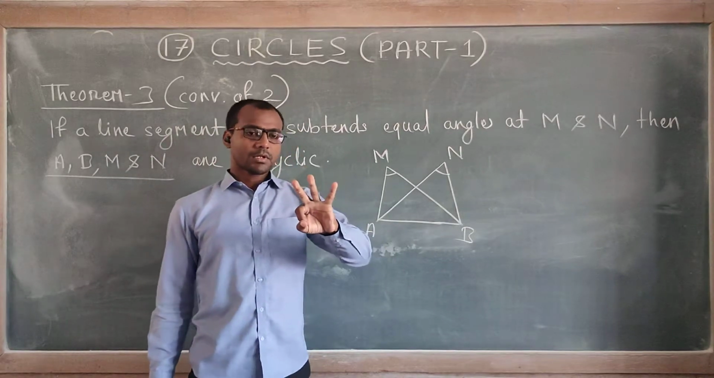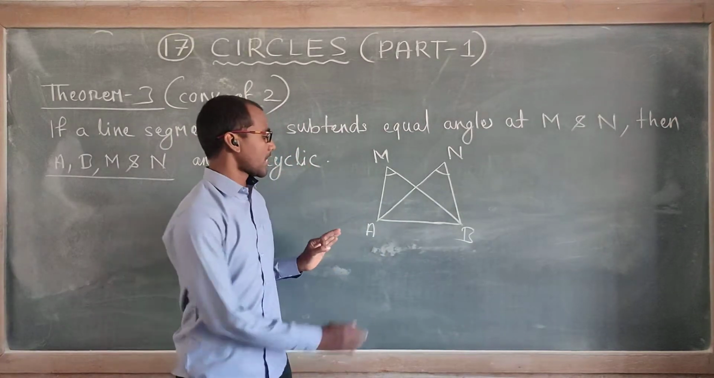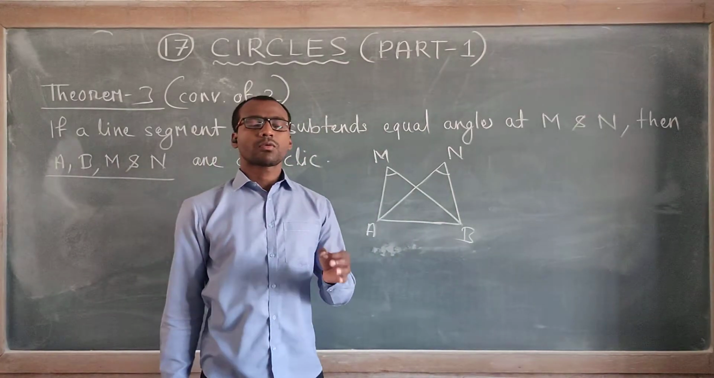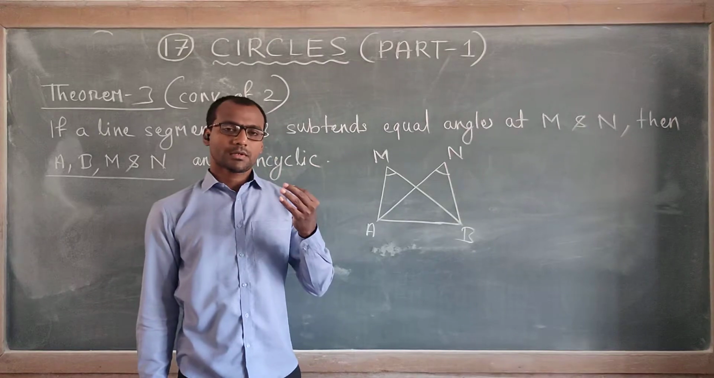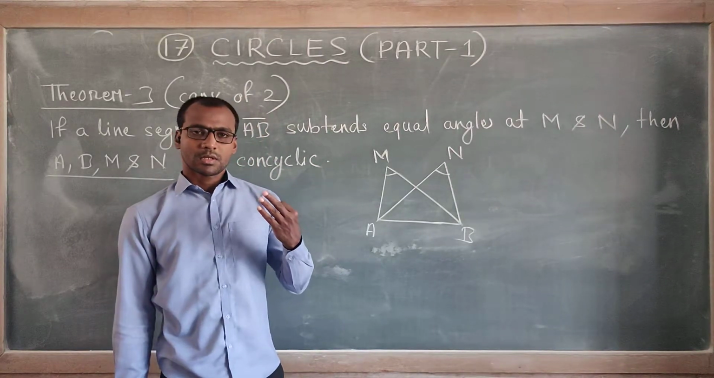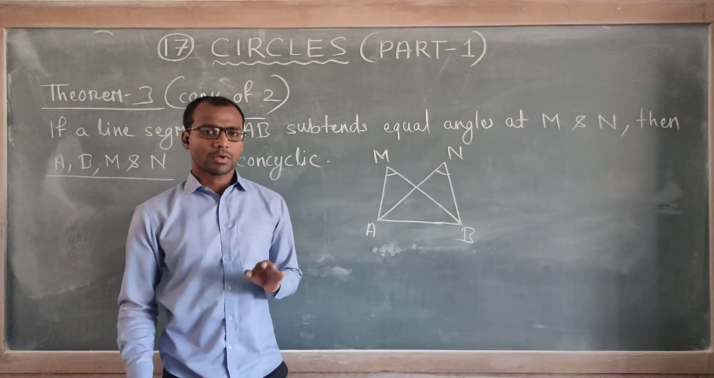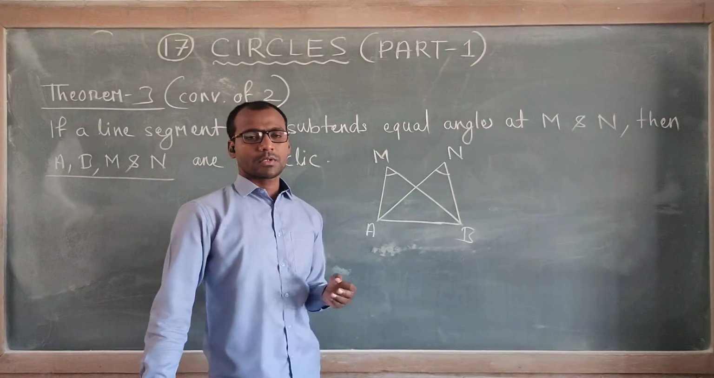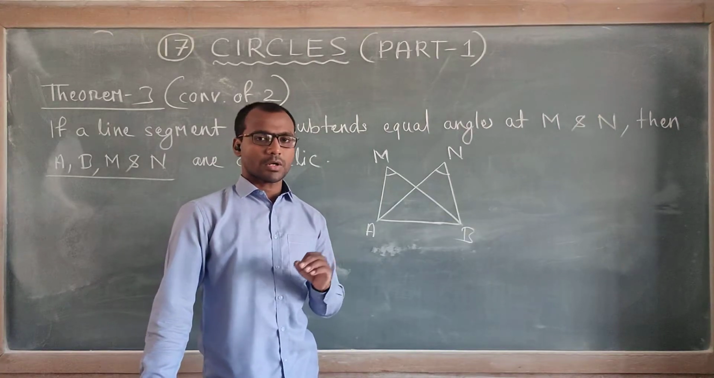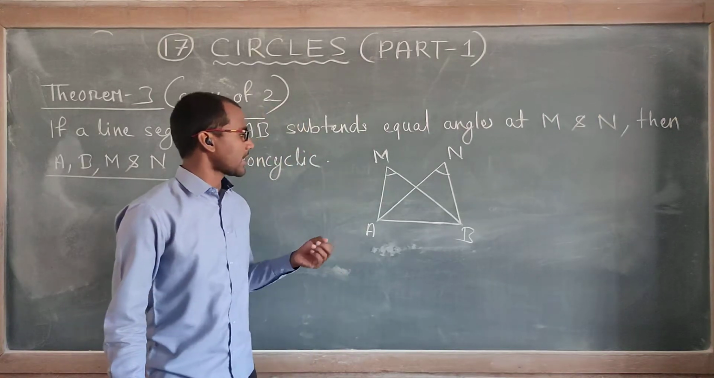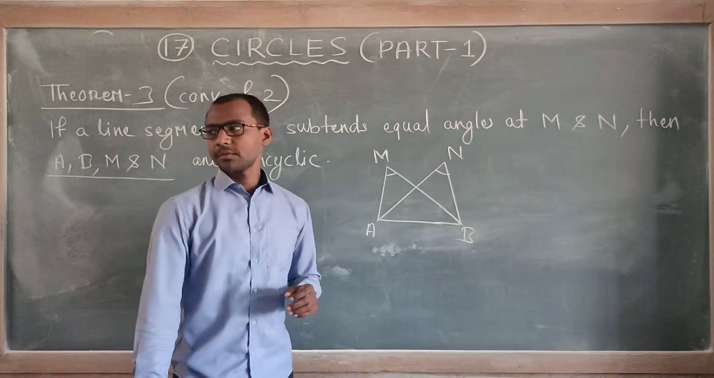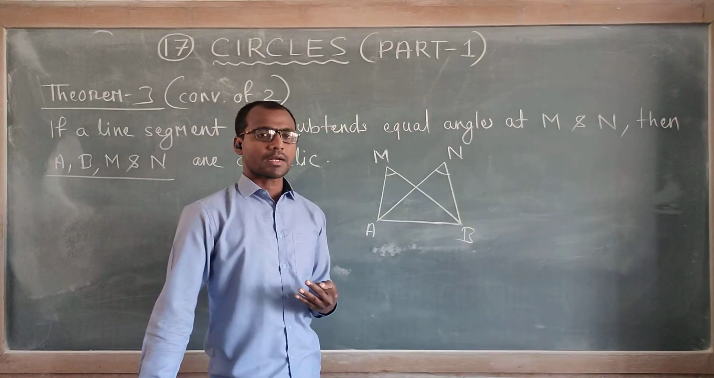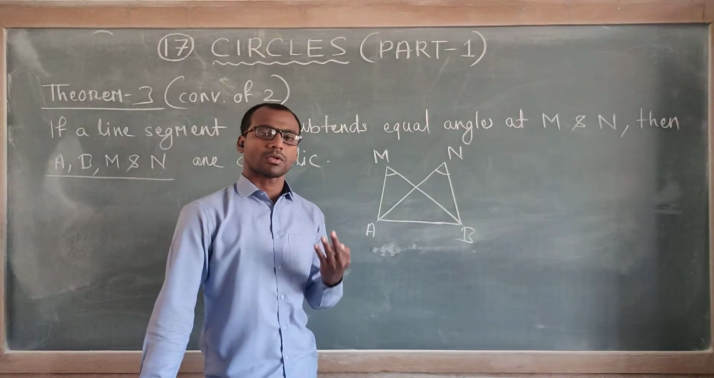If 3 non-collinear points are given, like A, B, N or A, B, M, then definitely there will be a circle passing through those 3 points. This was a theorem in the class 9 circles chapter, I think theorem number 5. You can go through my class 9 circles part 2 video, in which theorem number 5 is mentioned. If there are 3 non-collinear points, means they do not lie in a straight line, then there will be a circle that passes through all the 3 points.